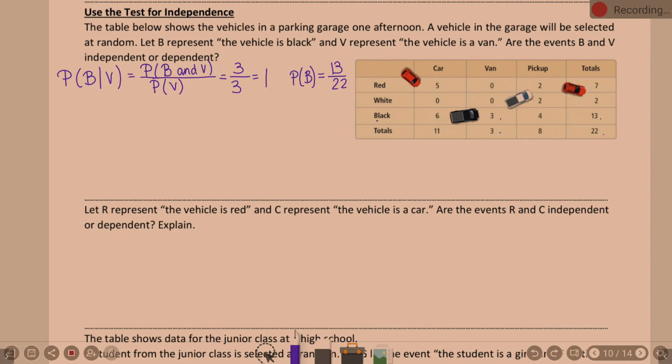What do we know right here? Are those probabilities the same? They're not, are they? So what I know right now is that the probability of a black vehicle being picked given it's a van does not equal the probability of a black vehicle. Now, we're going to go ahead and test the other way too, but what does this support right now? These events are not independent, thus, yes, dependent.